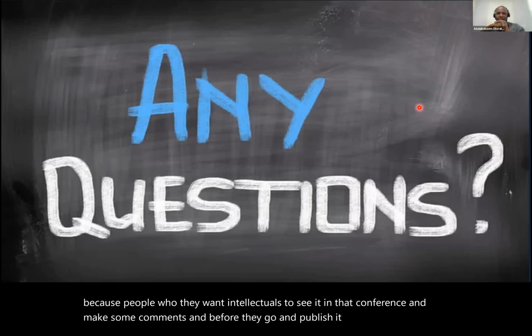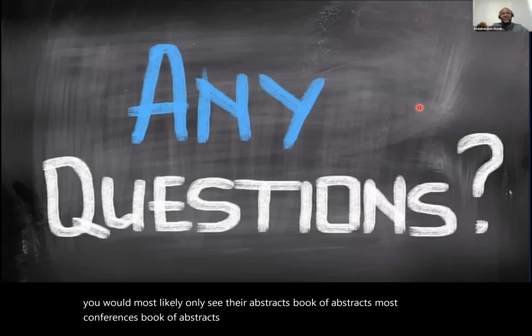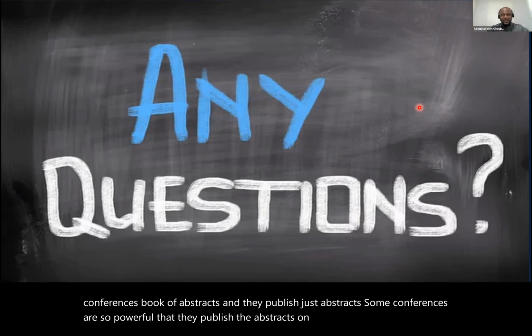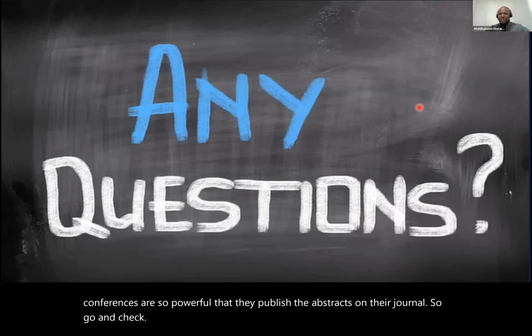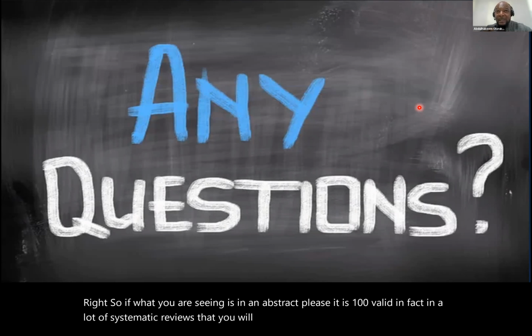And for conferences, you would most likely only see their abstracts, a book of abstracts. Most conferences have a book of abstracts, and they publish those abstracts. Some conferences are so powerful that they publish the abstracts in their journal. So go and check, right? Even if what you are seeing is in an abstract, please, it is 100% valid. In fact, in a lot of systematic reviews that you will see, if you read their methodology, they used abstracts.